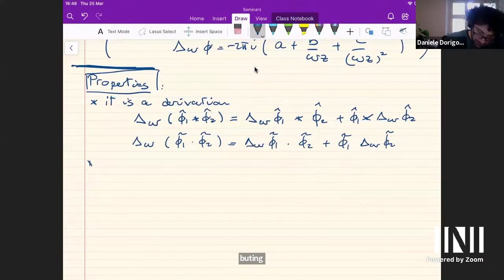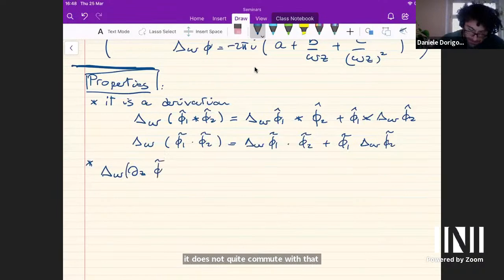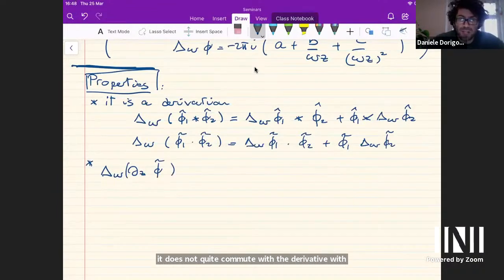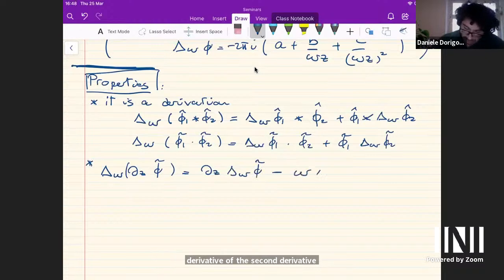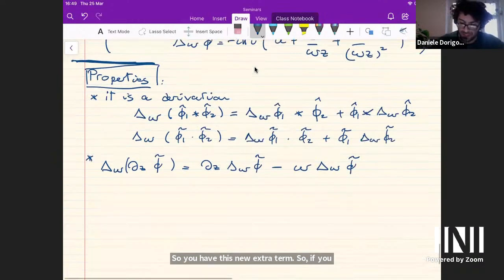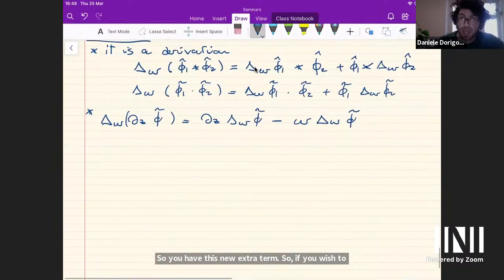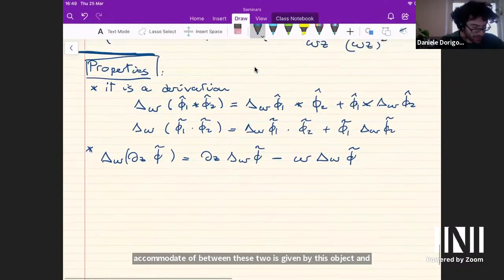Secondly, it does not quite commute with the derivative with respect to z. If you take the derivative with respect to z of your favorite formal power series, Gevrey-1, and you compute the alien derivative, this is equal to the derivative of the alien derivative minus omega. So you have this new extra term. So if you wish, the commutator between these two is given by this object. And this is another exercise that you can check concretely.